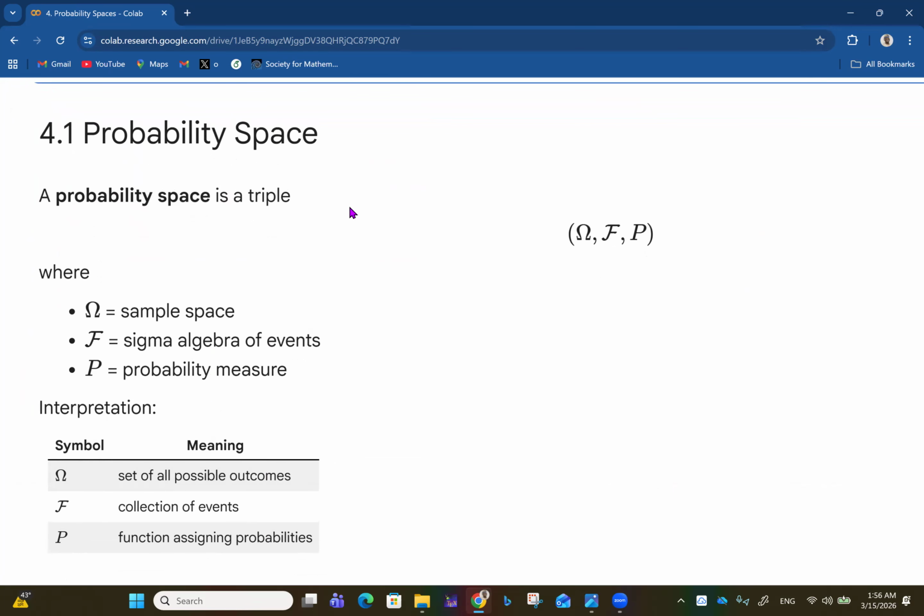So talking about the probability space, we say a probability space is a triple (Ω, F, P), where Ω is the sample space, F is the sigma algebra of events, and P is the probability measure. So when you put together the sample space, the sigma algebra of events, which you can also call the event space, with the probability measure, then you have a probability space. And the interpretation of all of that is this: Ω is the set of all possible outcomes, F is the collection of events, and P is the function assigning probabilities.